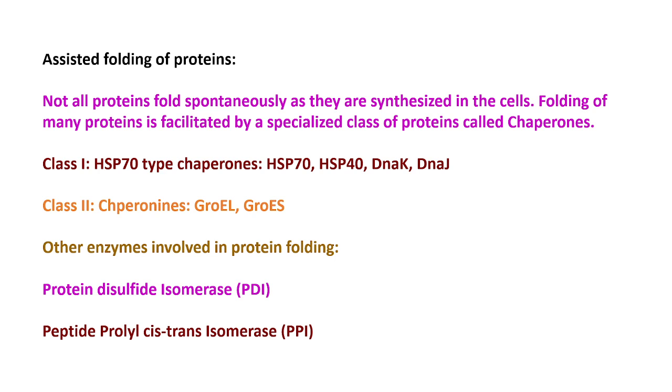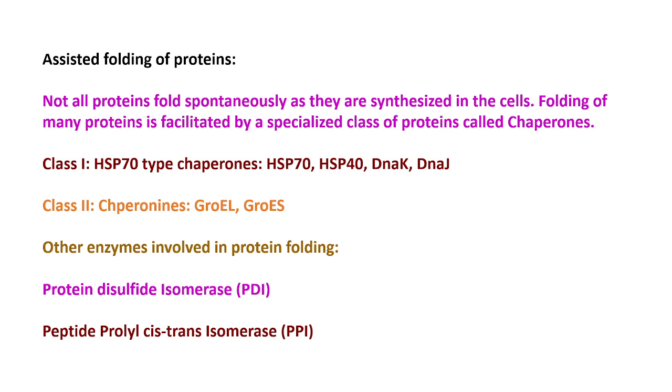Now these chaperones can be of different types. One class, class 1, includes the heat shock proteins or HSP proteins, and these have different classes, say HSP70, HSP40, DnaK, DnaJ. So these are all chaperone class 1 types, and the 70 and 40 are the molecular weight of the chaperone. So if a heat shock protein has a molecular weight of, say, 55 kilodaltons, then it will be termed HSP55. So this number indicates the molecular weight of that particular heat shock protein.